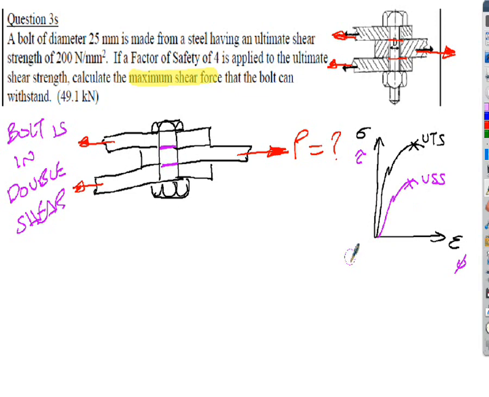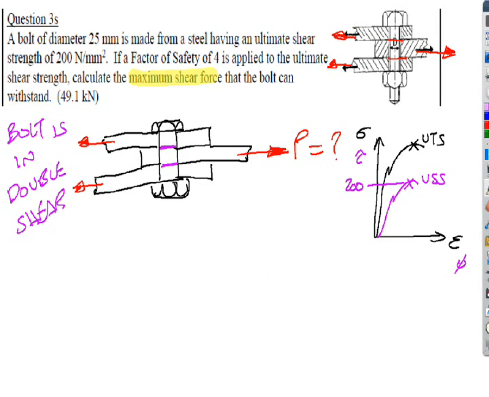And what they've given in the question is this USS value. They've given the stress level at which the pin or the bolt fails in shear, and that value they've given us in the question is 200 newtons per millimeter squared. So that's when it actually fails. It would fail in shear. A shear test is a totally different test to a tensile test.